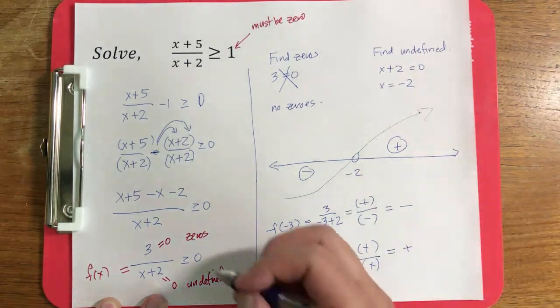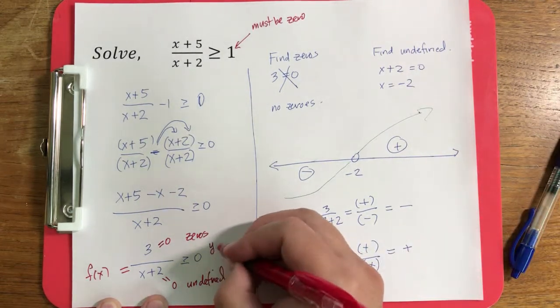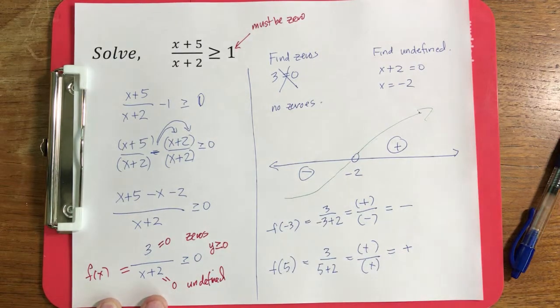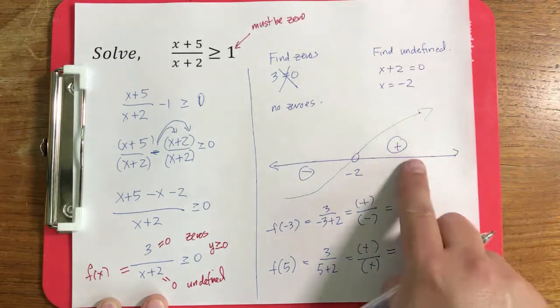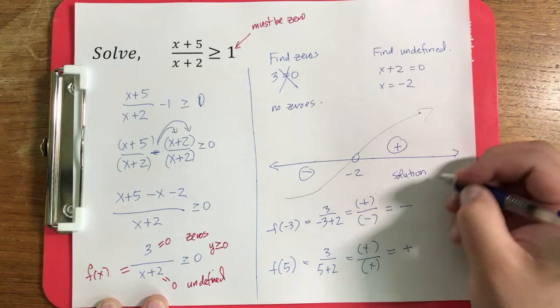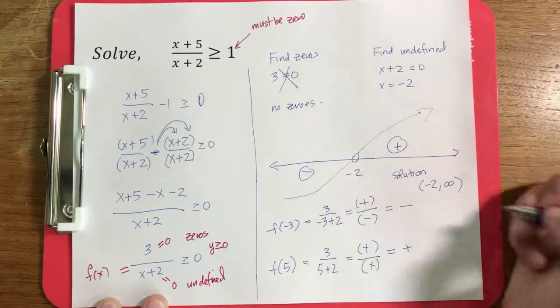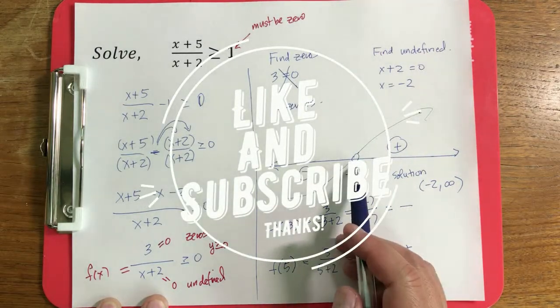So when we go back to here, we want to know when the graph is in the positive y territory. So then my solution is, see, it's positive y over here. So my solution is negative 2 to infinity, right? And it's negative 2 because that's my undefined.